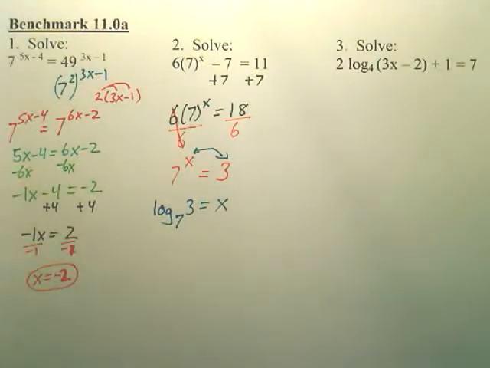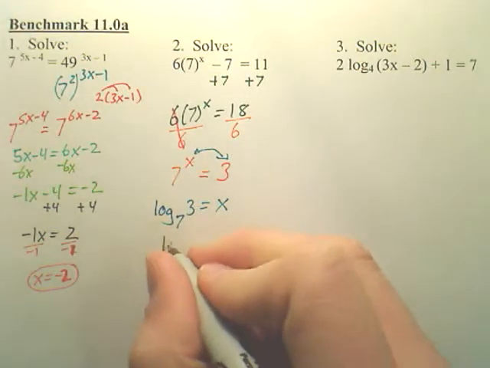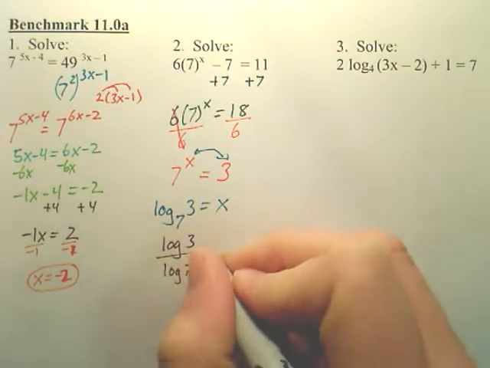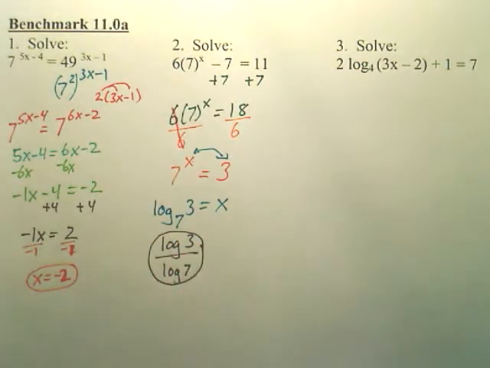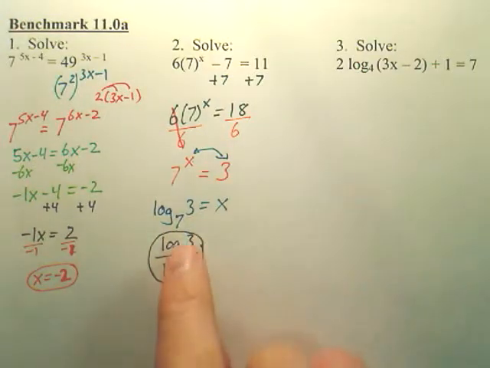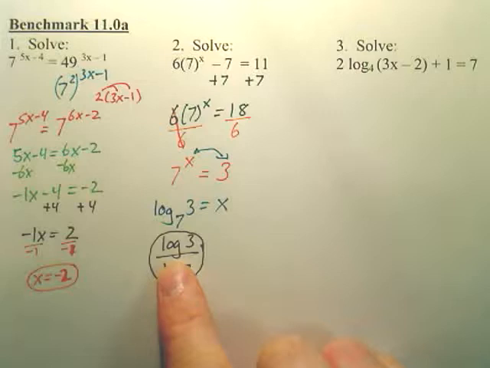But how would you calculate that? You use something called the change of base formula. And your answer would simply look like this. That would be your answer. All you do is you separate log 3 and log 7. And if you had a calculator, you could put that in a calculator, find the answer. If you don't have a calculator, like on your benchmark, that's how I want it written.